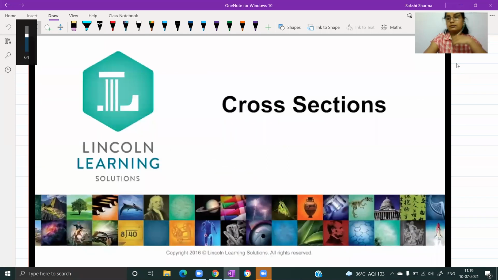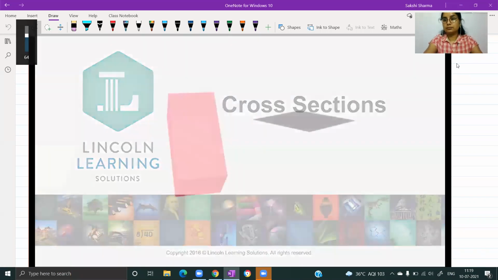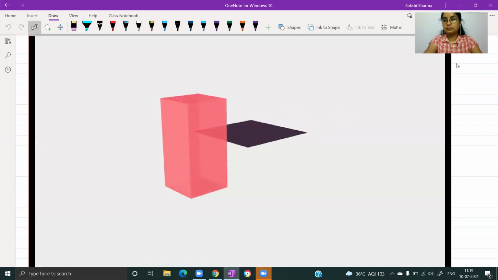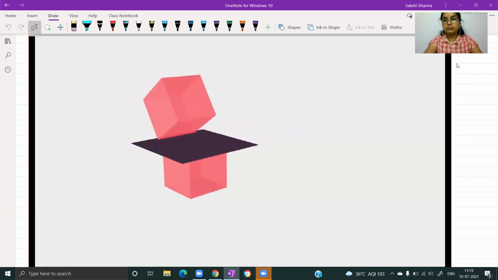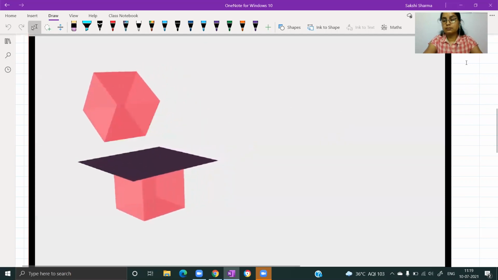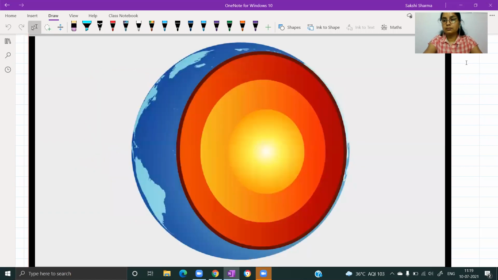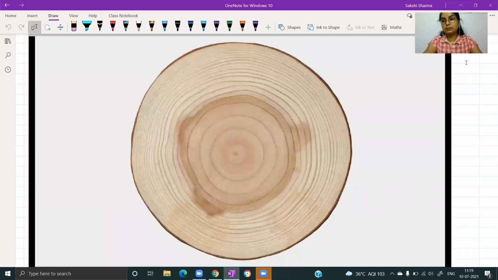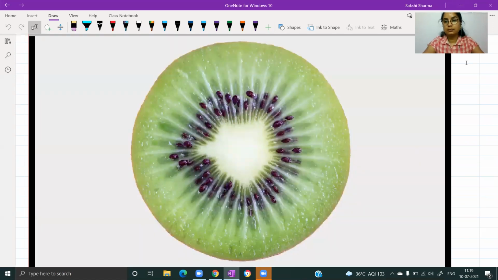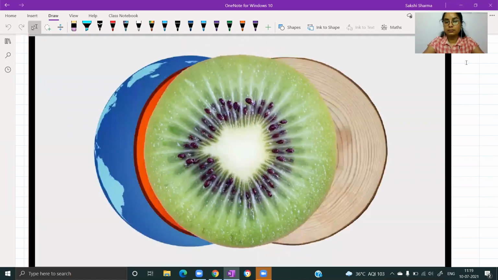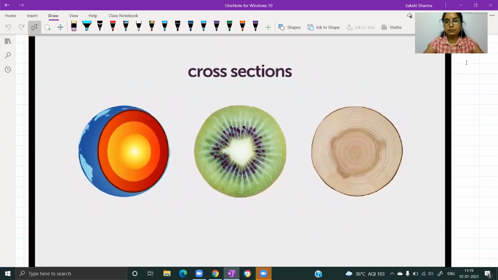Cross sections. A cross section is a two-dimensional shape that is formed when you cut a three-dimensional figure. Cross sections are not only important in the mathematical world, but also in real-life applications. Cross sections are used in geography to analyze Earth and its core. Cross sections are also used to evaluate the age of trees and how the environment affected the tree's growth over a certain period of time. Chefs also use cross sections to present their food in an appetizing manner. As you can see, cross sections are used throughout the world around you.